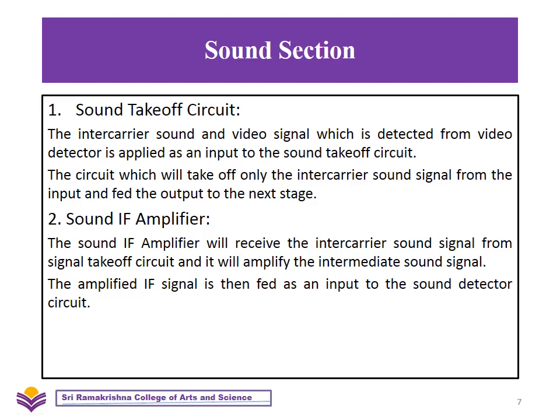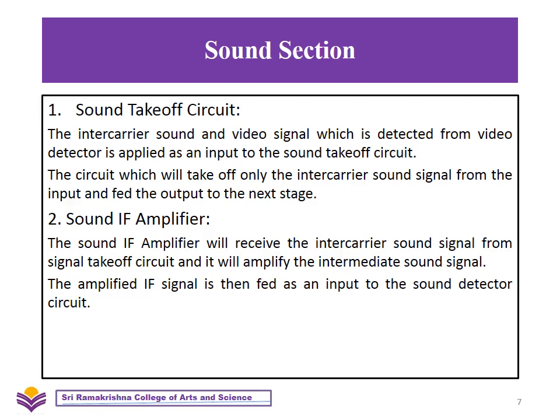The next block of this sound section is the sound IF amplifier. The sound IF amplifier will receive the intercarrier sound signal from the sound takeoff circuit and it will amplify the intermediate sound signal. The strength of the intermediate sound signal is increased in this block. The amplified IF signal is then fed as an input to the sound detector, which is the next block in this sound section circuit.